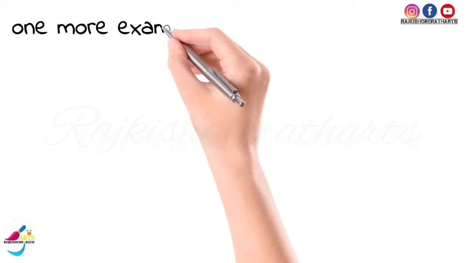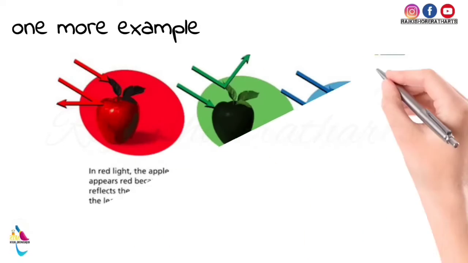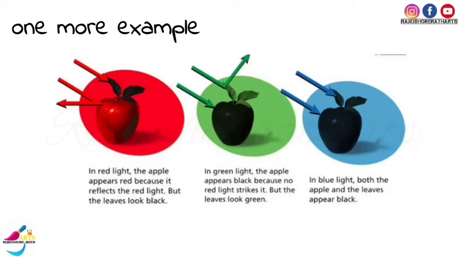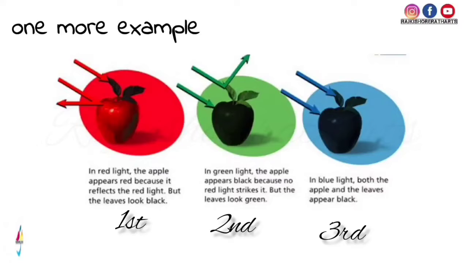Take one more example. Here, the same apple is there, but it appears differently in different light conditions. In the first case, red light is being used and the object appears to be red and its leaf appears to be black in color. But when we use green and blue light, in both conditions, the object, here the apple, appears to be black, but in green light, the leaf color is green. So here we understand that the reflected light from the object is the color of that object in presence of sunlight or in presence of suitable light condition.